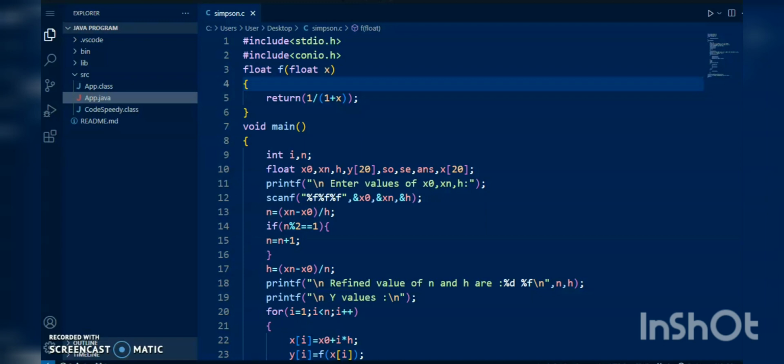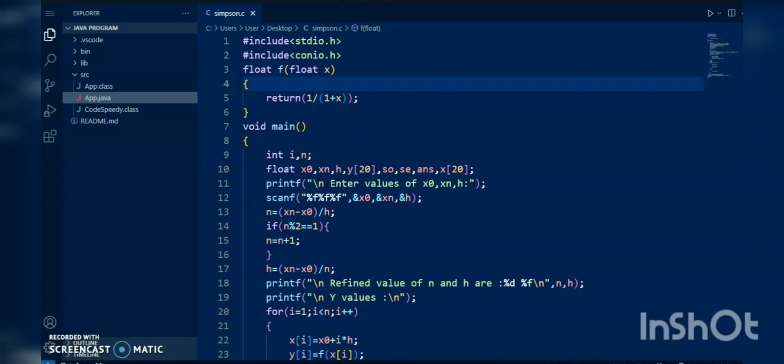So I have already written my program. Hash include stdio.h, standard input and output header file. Hash include conio.h, which means console input and output. You know everything, because it is in the theoretical class on C programming, so you know the meaning of conio.h and stdio.h. Then float f(float x), because this is my function. Then void main; return 1 divided by 1 plus x.